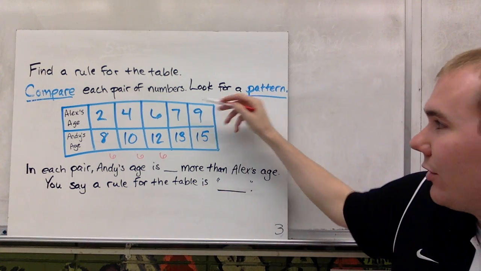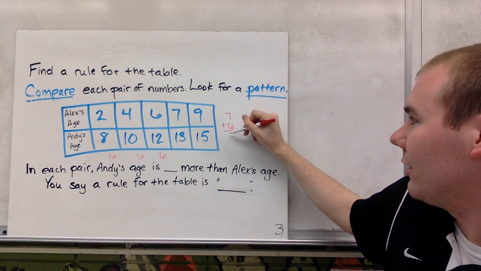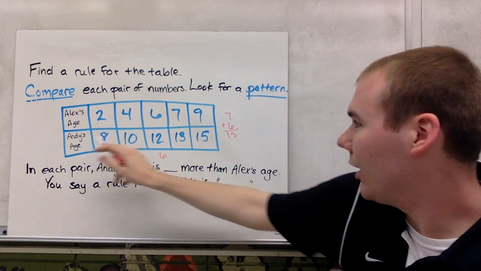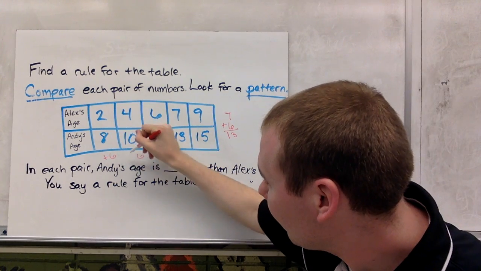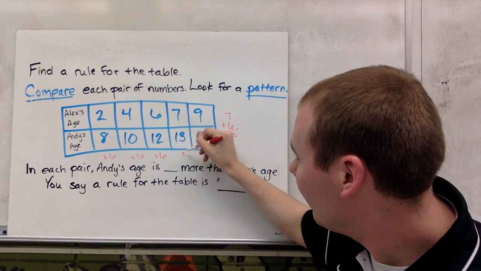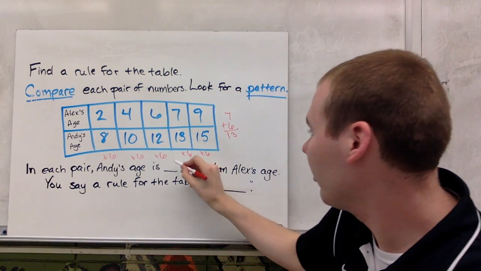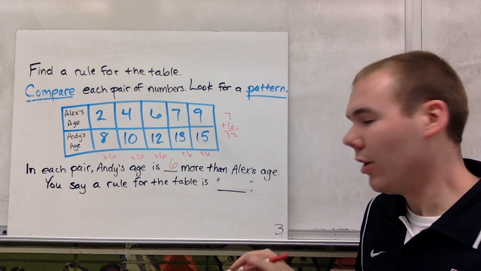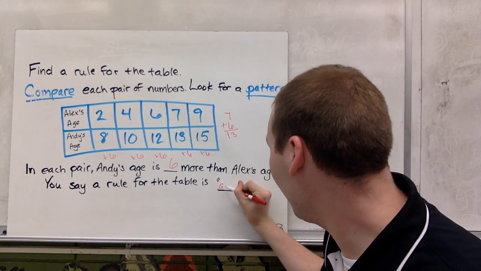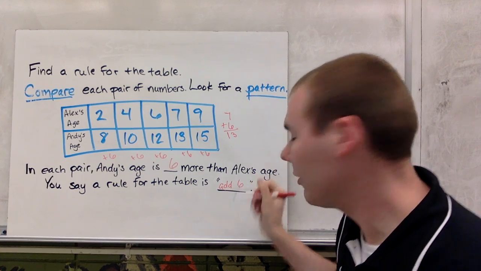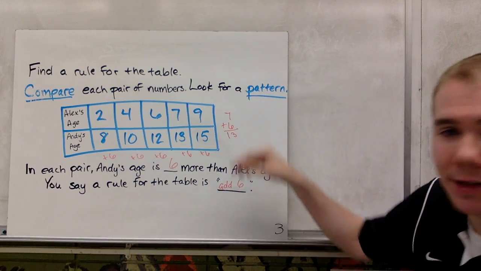Let's check it. If I have 7 and I add 6 to it, 7 plus 6 is 13. And then if we look at Andy's age, when Alex is 7, Andy is 13, so that checks out. So we are adding 6 years each time to figure out Andy's age. So Andy's age is 6 more than Alex's age. And you can say the rule, or the pattern that we're seeing, is add 6. That's it. Pretty simple. So we find the pattern and then we write it down.